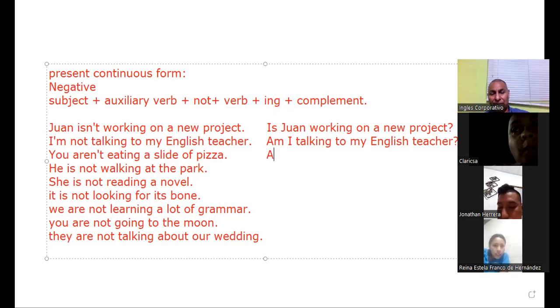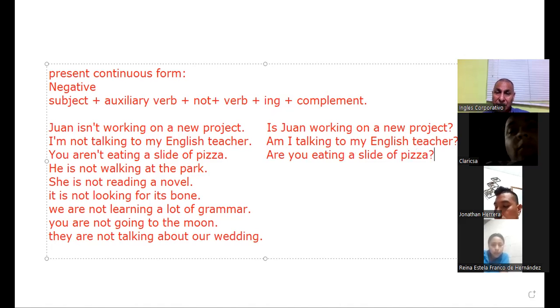Are you eating a slice of pizza? Aren't you eating a slice of pizza? Okay. Yes. Are you eating a slice of pizza? Or aren't you eating a slice of pizza? Yes, very good. En caso de que diga que estaba en una dieta: aren't you eating a slice of pizza only? Okay, very good. Let's see.